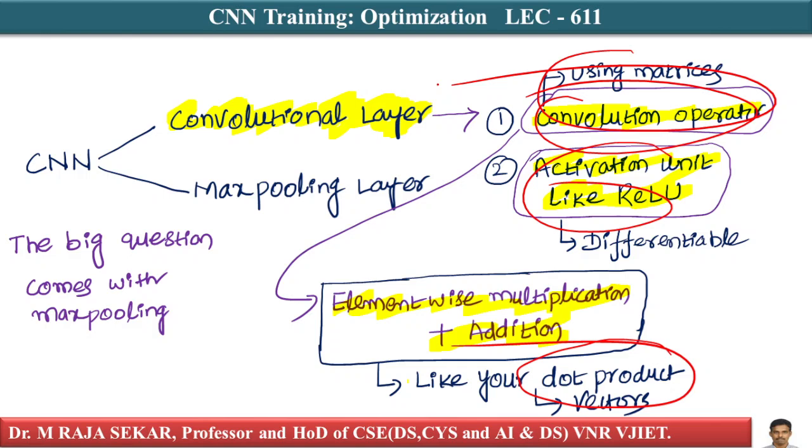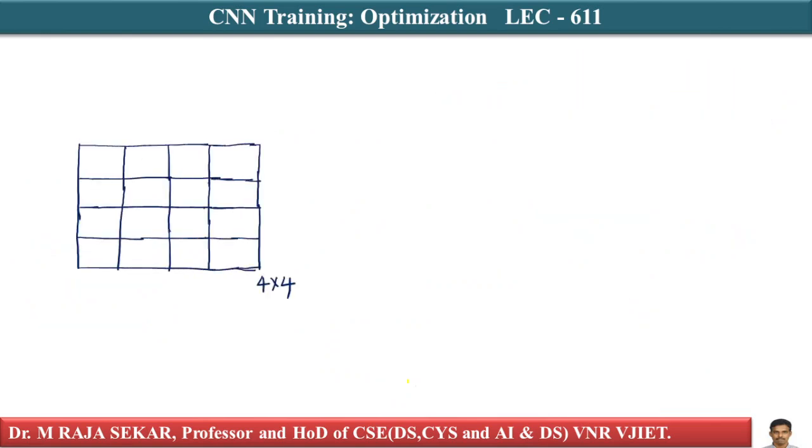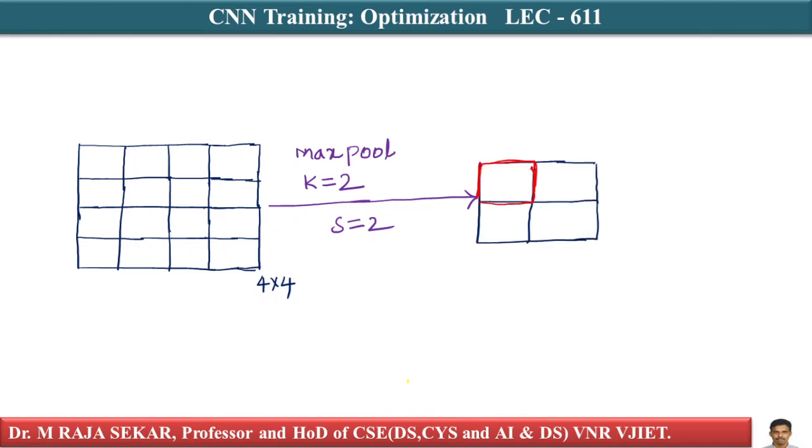What happens with max pooling? Now we will try to understand max pooling. What are we doing in max pooling? Look at it this way. Let's assume I have a 4 by 4 matrix and a max pooling kernel, with kernel size equal to 2 and stride equal to 2. I got this output here with the help of max pooling.